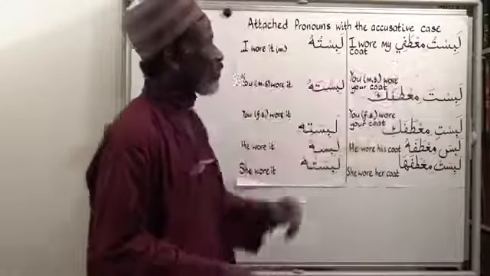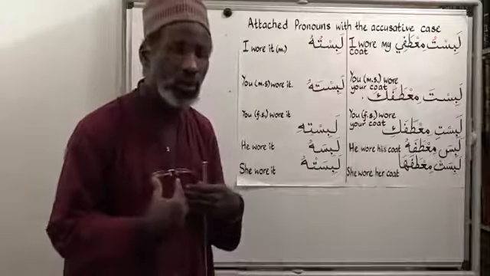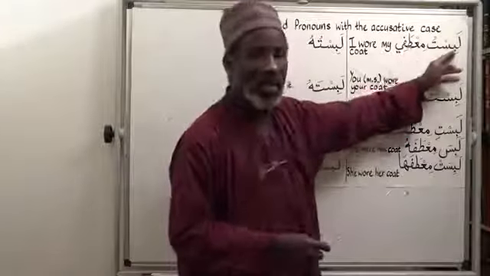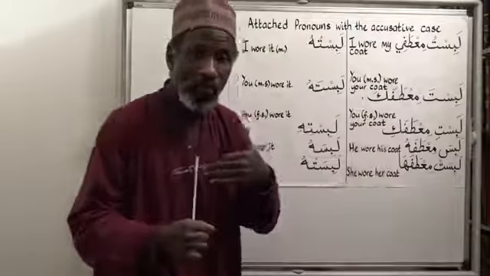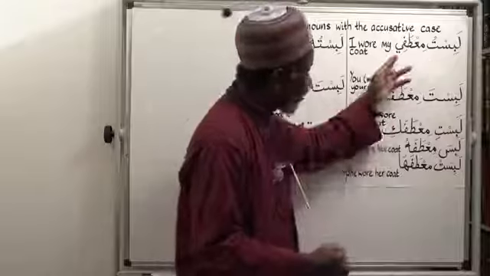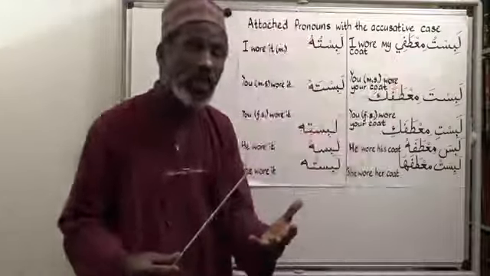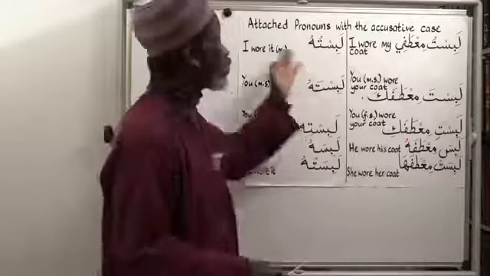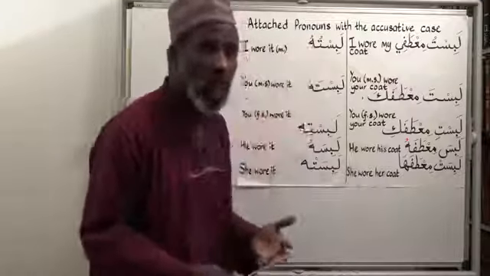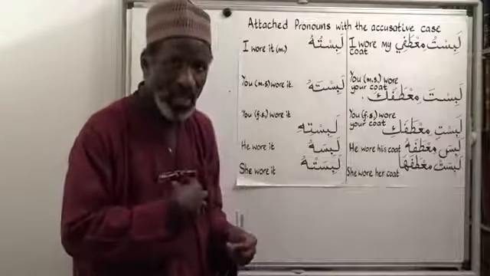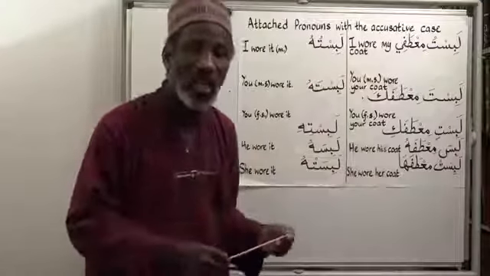Labistu mi'atofi, I wore my coat. My coat is the object of labisa. So labistu, I am the doer. Labistu mi'atofi. Mi'atofi, as you know, an object should be carrying fatha at the end. But a pronoun doesn't change. The pronoun of I, something that belongs to me, always ends in ee.